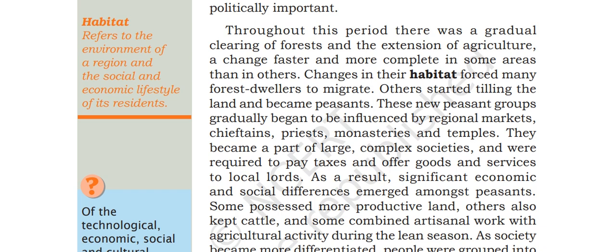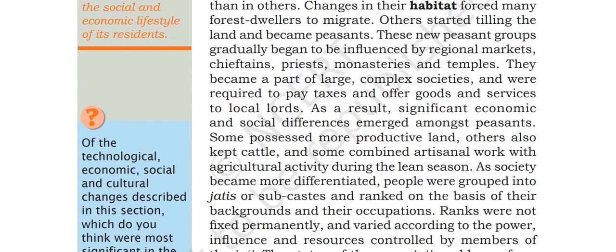and provide goods and services to the local lord. As a result, significant economic and social differences emerged among the peasants. Some possessed more productive land, others also kept cattle, and some contributed artisanal work with agricultural activity during the lean season.